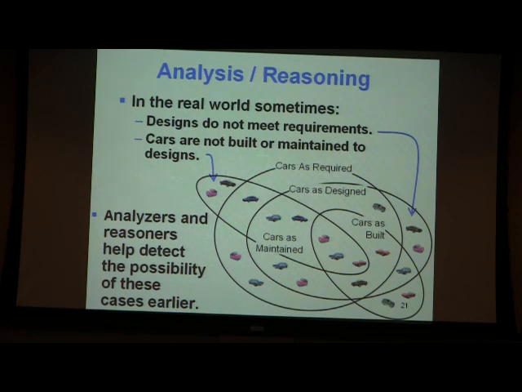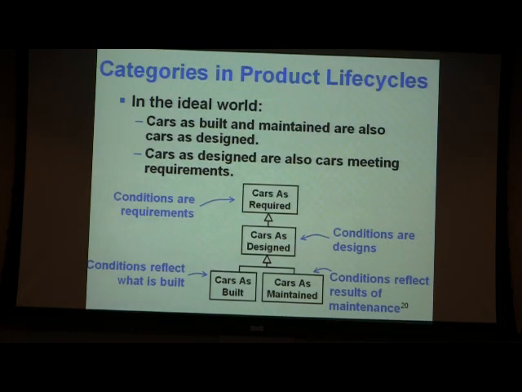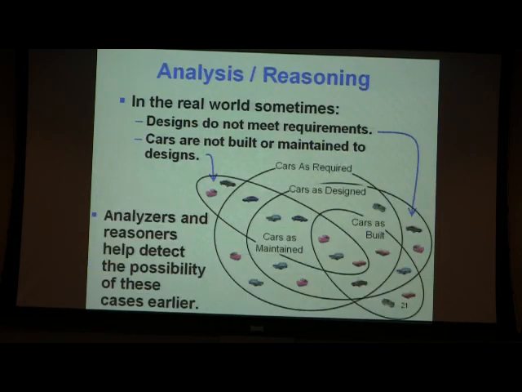The purpose of analyzers and reasoners is to try as early as possible in the product development cycle to predict the possibility that there might be these cases. And that's really what the purpose of the reasoners is to do. So you can go ahead and enter into your model this. This is what you want. And then what your analyzers and reasoners do is tell you where you're wrong. They tell you, well, I had these conditions in the requirement, and it looks like some of them are actually not going to be met by the design, and so on.